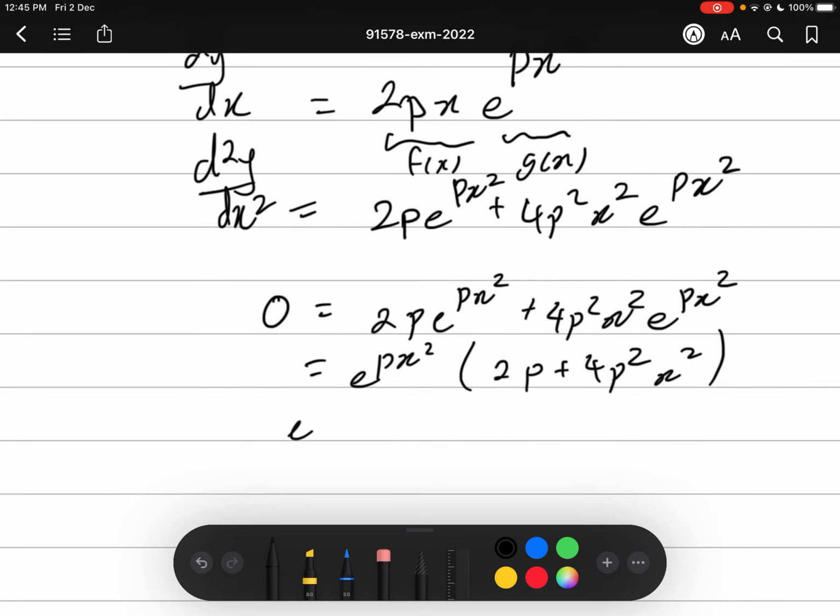So notice that e to the power of px squared is greater than 0 for any real x. And that is because if we take e to the power of something, that has to be greater than 0 no matter what. So therefore, e to the power of px squared equals 0 has no solutions.